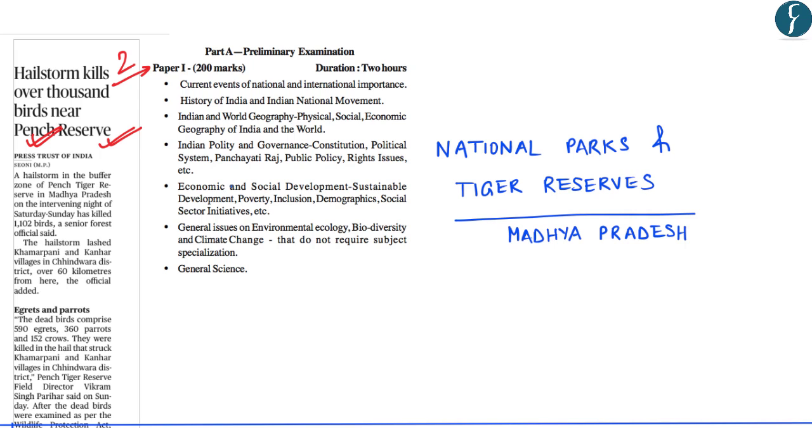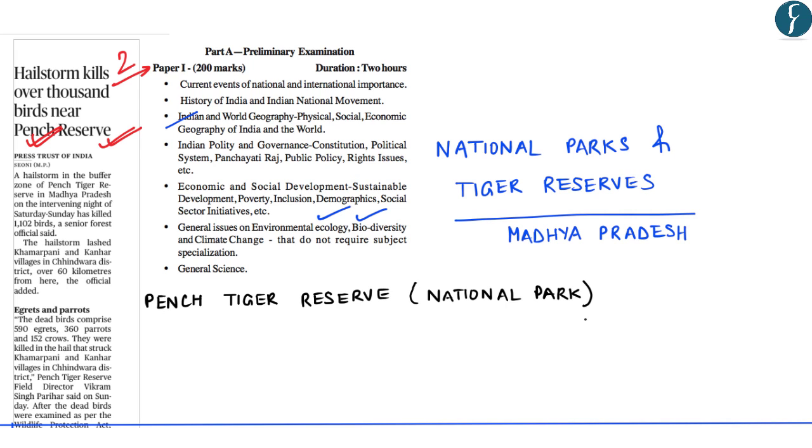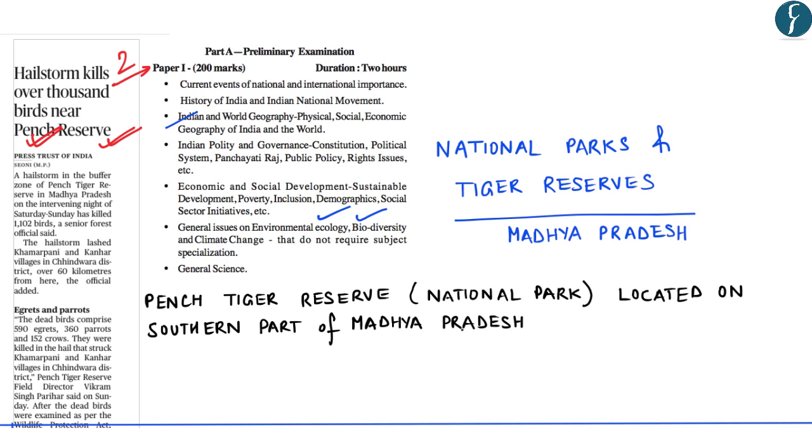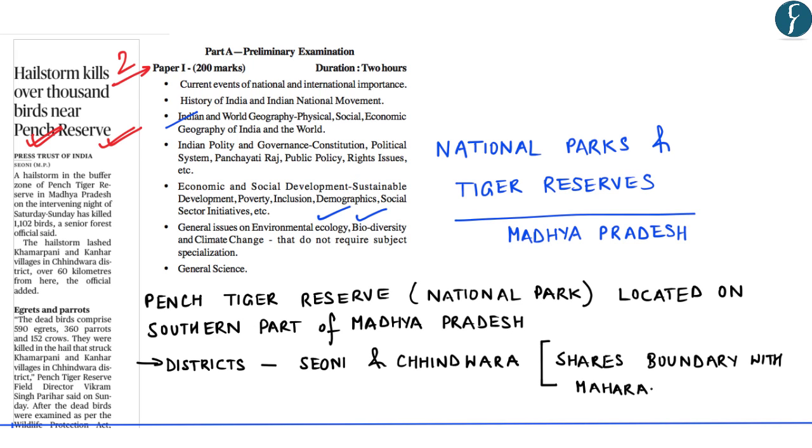From a prelims perspective, it becomes a part of environment, ecology, biodiversity as well as Indian geography. Now, Pench Tiger Reserve, which is also a national park, is located on the southern part of Madhya Pradesh. And this Pench Tiger Reserve is located in the districts of Seoni and Chhindwara. So, both these districts, Seoni and Chhindwara, share their border with Maharashtra. Hence, a certain part of this Pench Tiger Reserve also falls in Maharashtra.